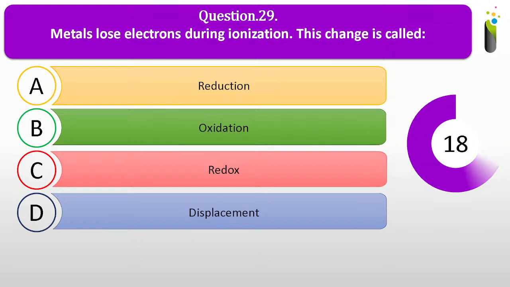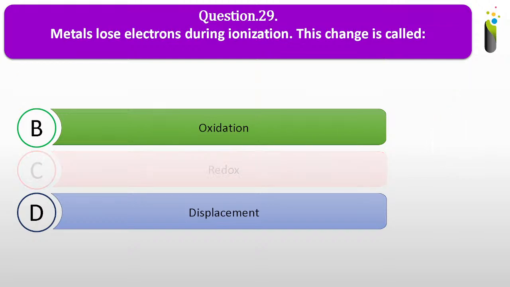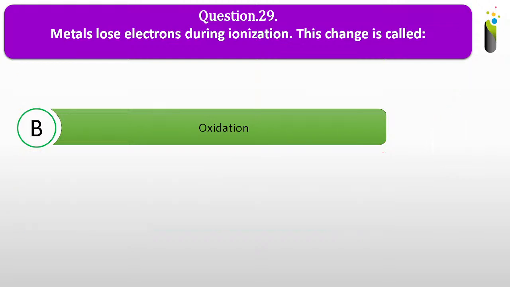Answer me for question number 29. Metals lose electrons during ionization. What is this change called as? And the answer for question number 29 has to be B. Oxidation. Correct, Arushisha and Kanak Kapil. You're perfect. Going to the next question number 30.